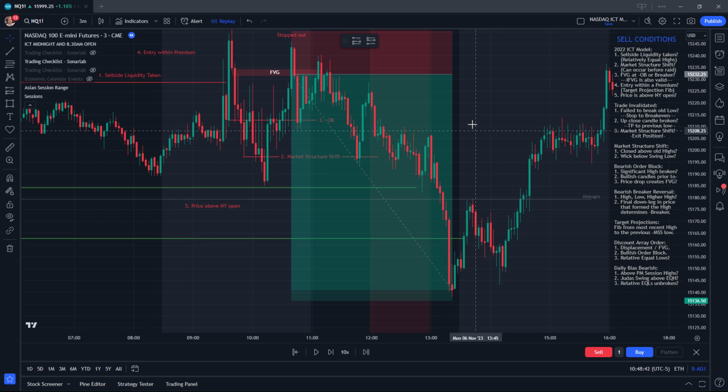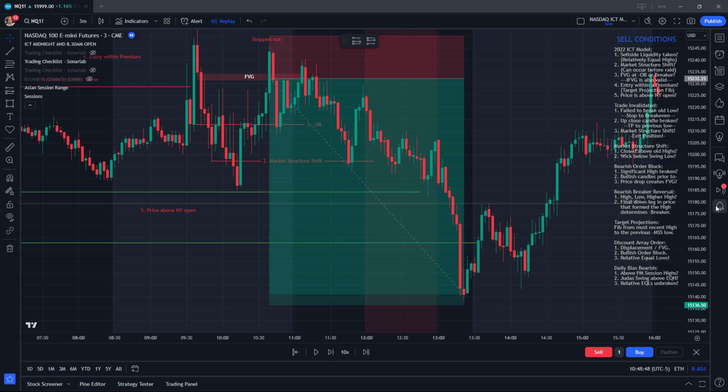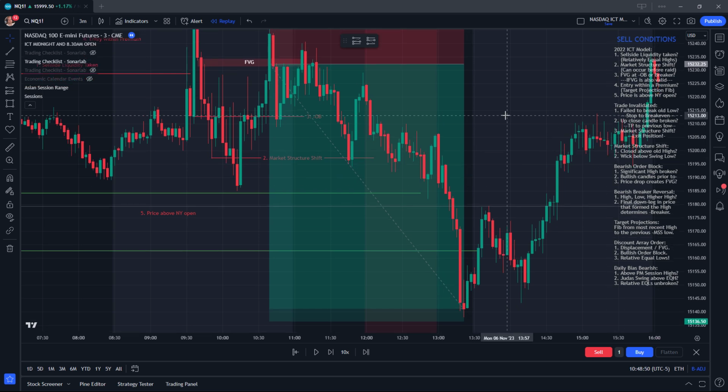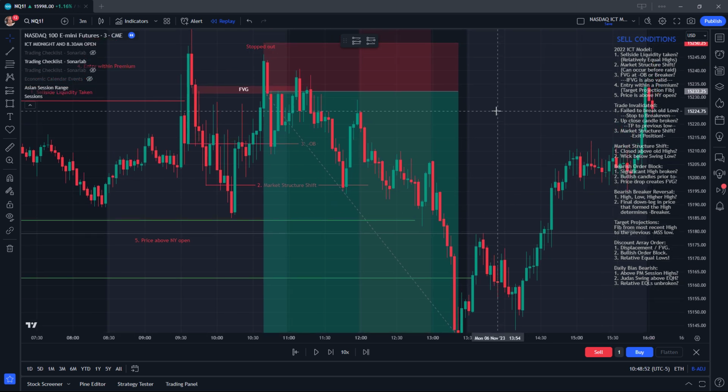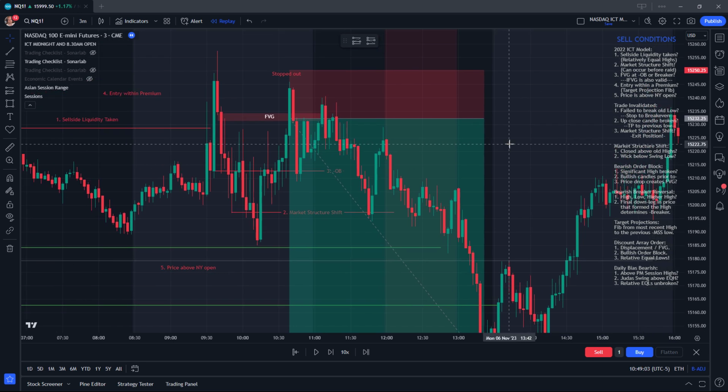So we've been talking about fair value gaps, order blocks, equal lows, equal highs, and ICT refers to these as either premium or discount arrays, basically. And he even specified the order of those arrays that price will go to, or go from one to the next, or sort of seek them in that order.